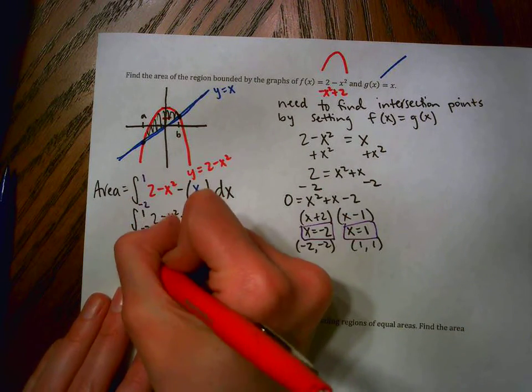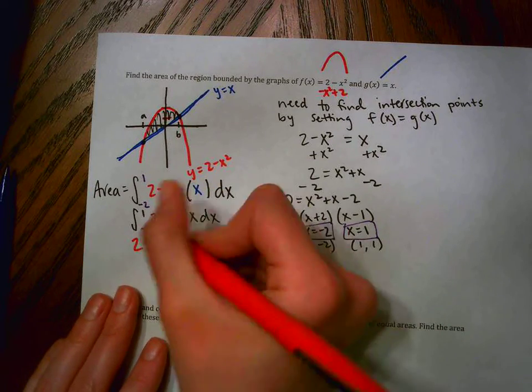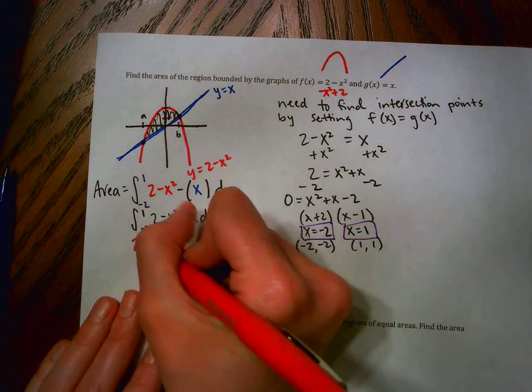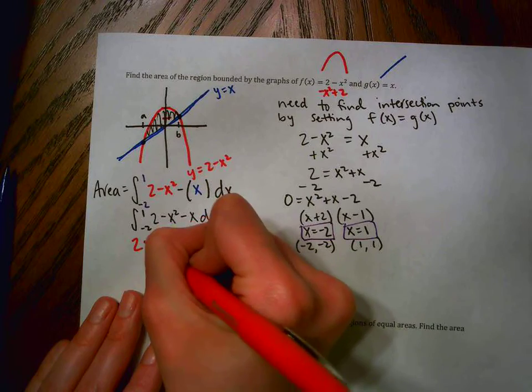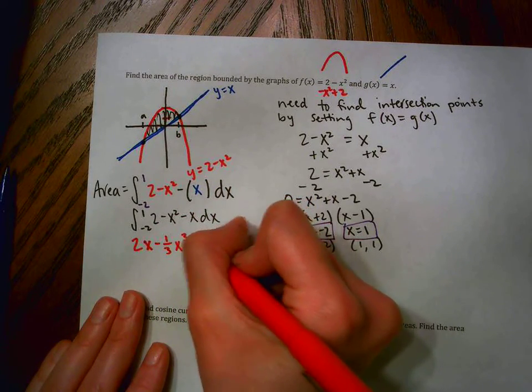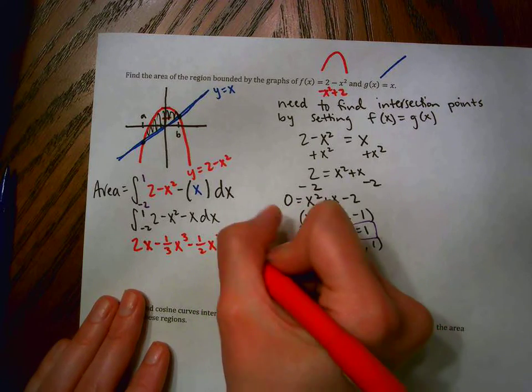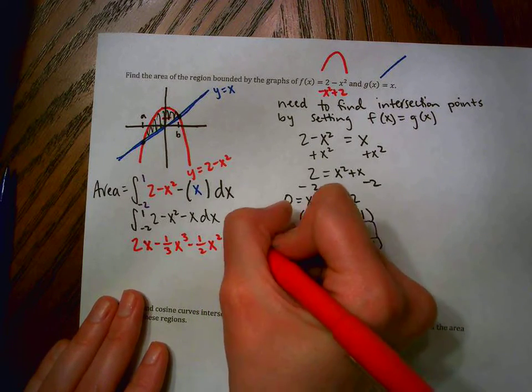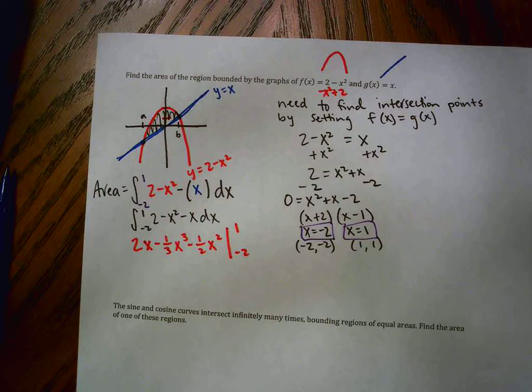So 2 becomes 2x. Negative x squared becomes minus 1/3 x cubed. Negative x becomes minus 1/2 x squared. And then we have our boundaries. -2 is a and 1 is b. So now we're ready to plug in our boundaries.